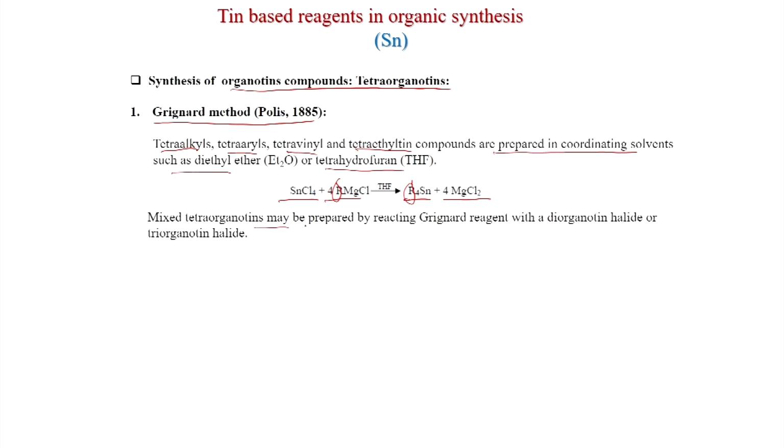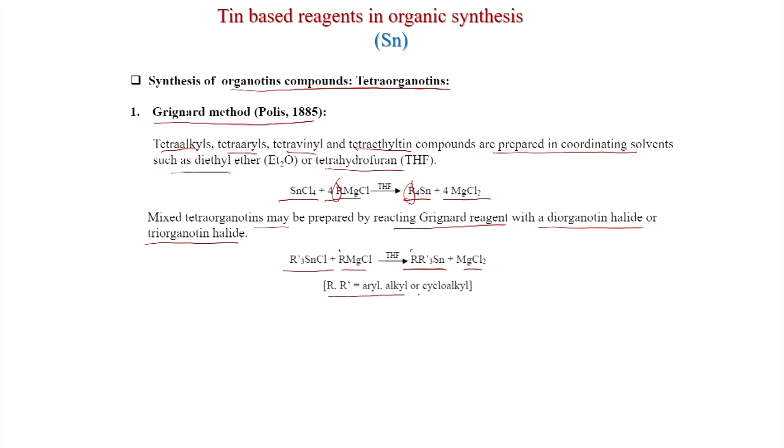Mixed tetraorganotins may be prepared by reacting Grignard reagent with diorganotin halide or triorganotin halide. So, mixed also is possible by this method. So, what you have to start with, instead of SnCl4 you have to start with R'3SnCl plus RMgCl, 1 equivalent of Grignard, and this R comes to here and MgCl2 is the byproduct. So, R' can be aryl, alkyl or cycloalkyl.